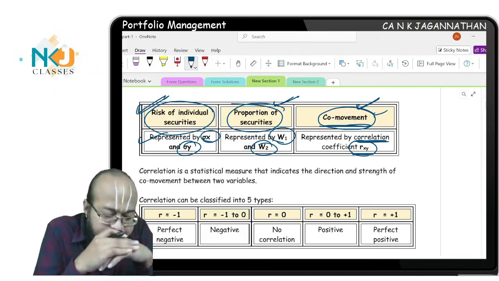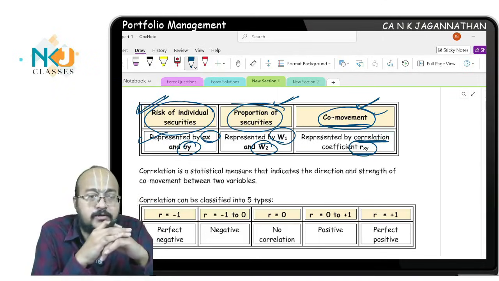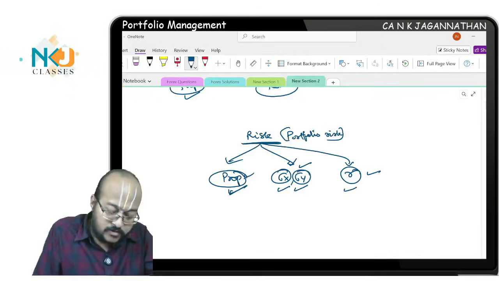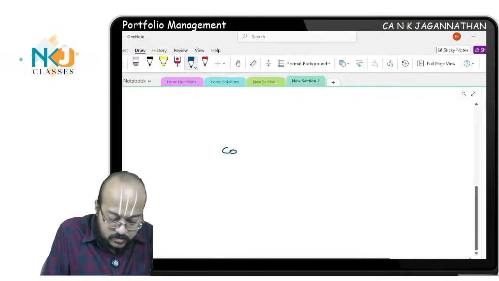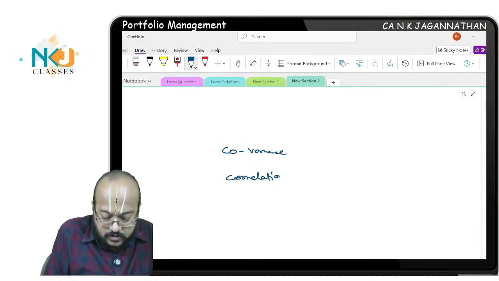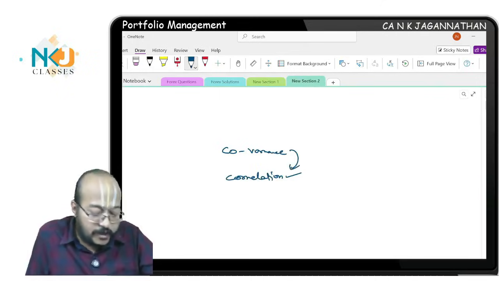Listen up. First, what do you mean by correlation? I'll tell you. Correlation is a standardized measure of covariance. We are going to learn covariance. There are 2 terms available, covariance and correlation. Correlation is actually derived from covariance. Now, what is covariance? Very simple.